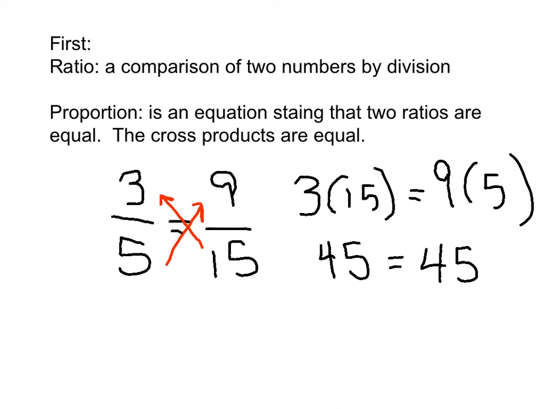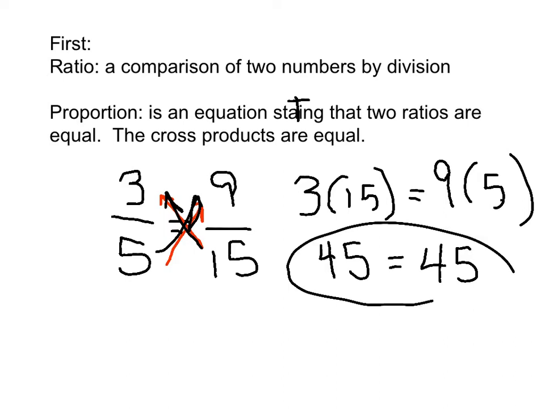First, a ratio is a comparison of two numbers by division. A proportion is an equation stating that two ratios are equal, and the cross products are equal. So here I have an example. I have two ratios equal to each other. If I do the cross product, I cross up, and I get 3 times 15 is 9 times 5, 45 equals 45.